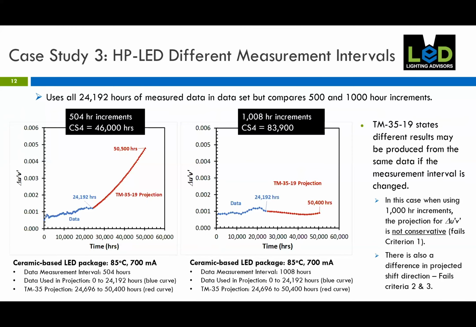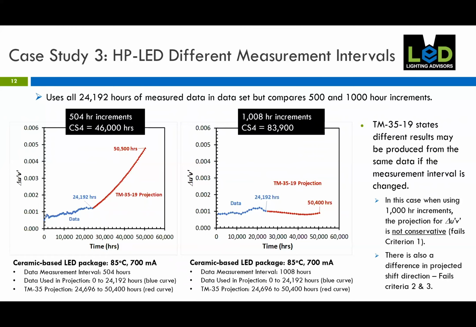So in this case study, we did use the full 24,000 hours of measured data to feed into the TM35 projection. And when we look at the 1,000-hour measurement interval on the right-hand side, the projection for delta U prime V prime is not conservative. It is estimating a CS4 timescale of 83,000 hours.